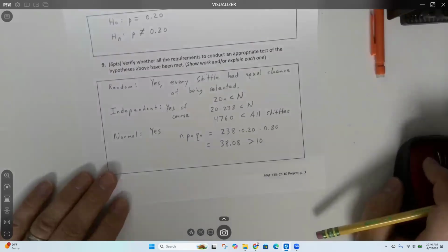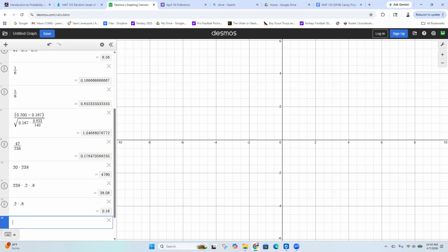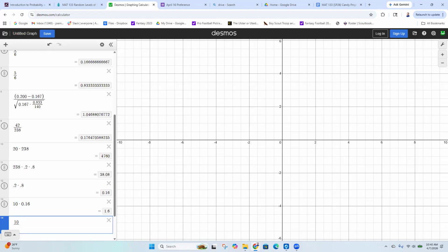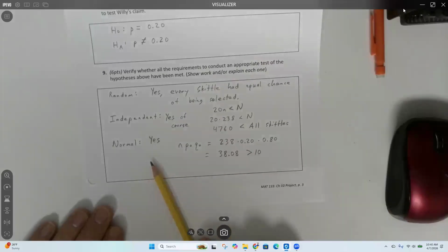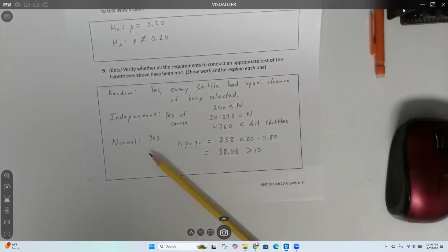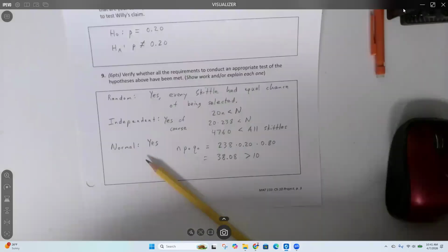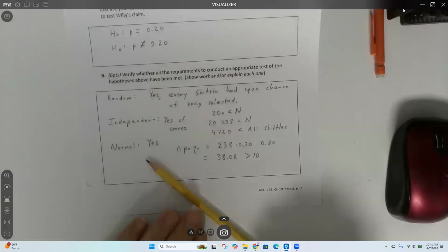Did anybody get a no? I'm always curious about that. What would you need for a no? 0.2 times 0.8. And then if I do 10 divided by that, 62. Anybody that had a sample size of 62 or less would have gotten a no. 63 or more would have gotten a yes. So, everybody get a no for this one? No? Everybody got a yes? Nice. Okay.